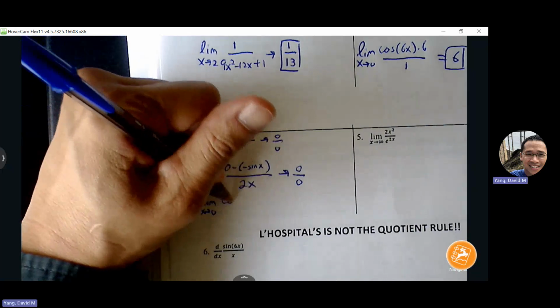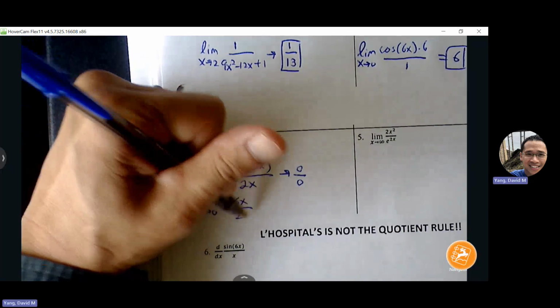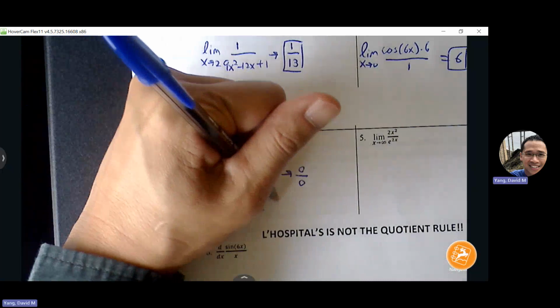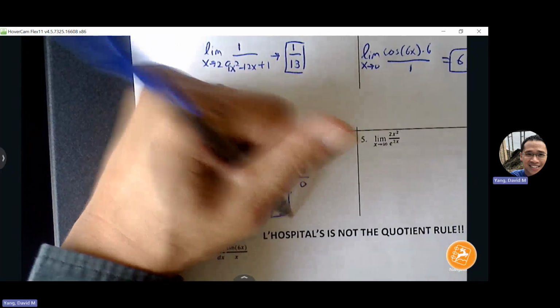Sine's derivative is cosine. 2x's derivative is 2. Reevaluate, I get 1/2. Now I have my real number. Now I can stop.